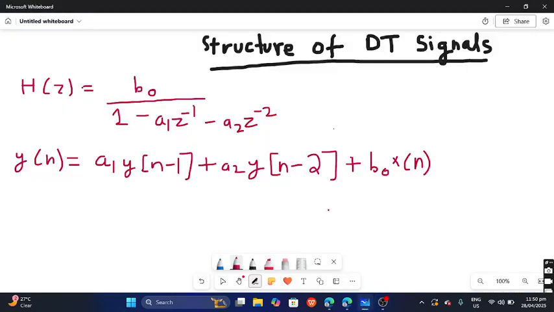Hello and welcome. Today we will learn about structure of discrete time signals. So basically there are four types of structure we will study. First one is DF1, direct form 1.